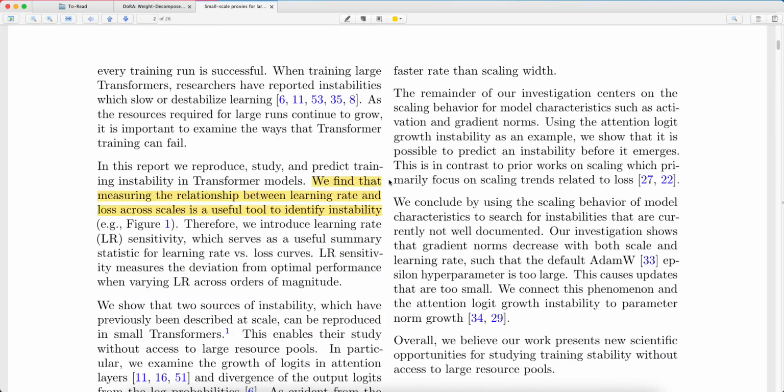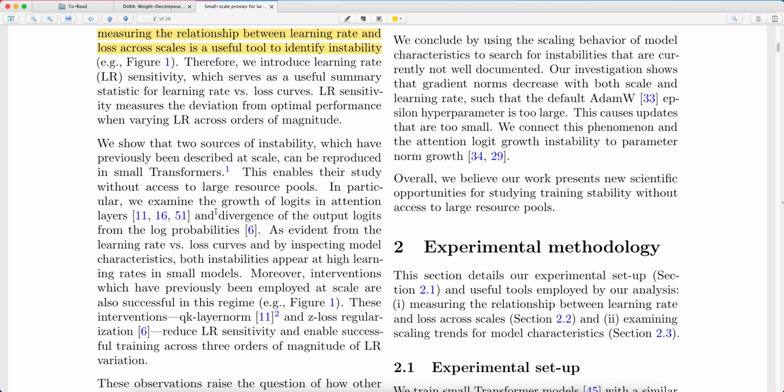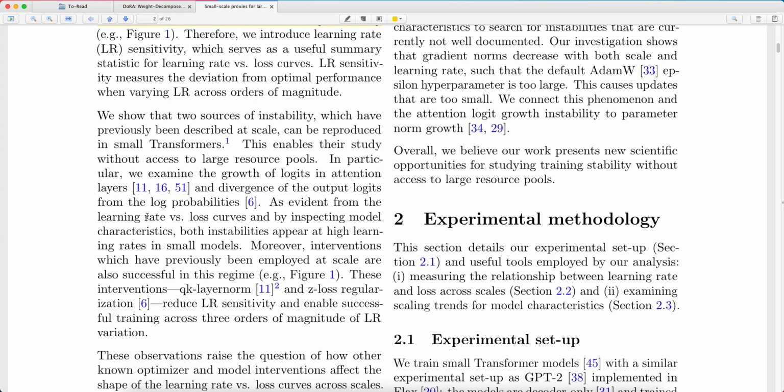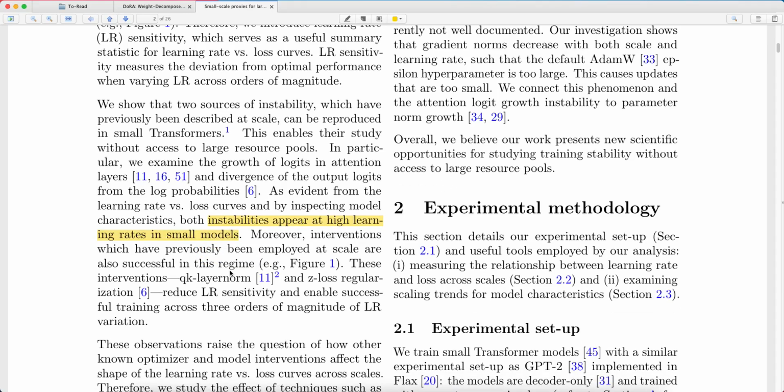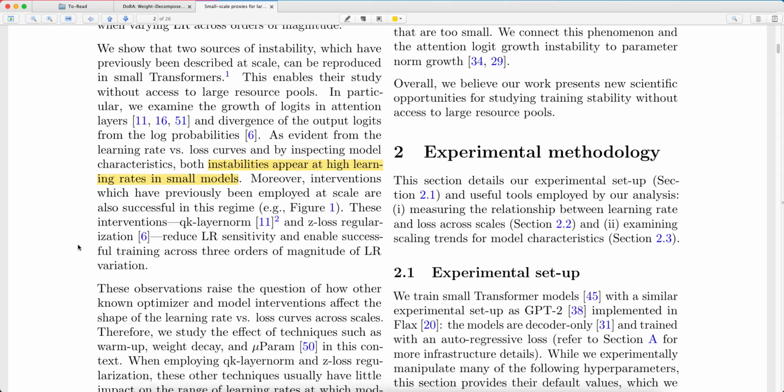So let's see. We show that 2 sources of instability at scale can be reproduced in small transformers, so we can study them without large resource. Growth of logits and divergence of output logits. Instabilities appear at high learning rates in small models. So that's what we saw, that explosion. Interventions are effective at large scale and small scale. And this allows training across 3 orders of magnitude.